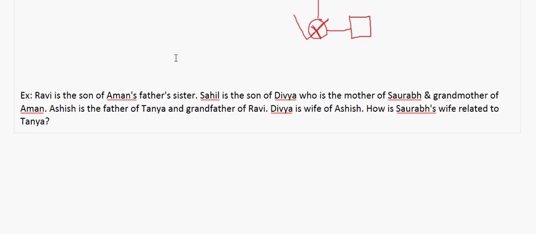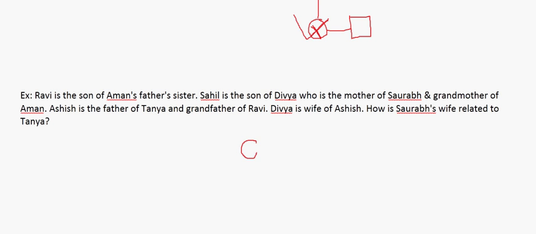Now let's move to slightly complex questions, which says Ravi is son of Aman's father's sister. Very complex statement. We don't know now who is Aman's father and who is his father's sister, right? So we cannot construct anything right now. Let's go to statement 2. So we have to find a statement from where we can start constructing our question, right? So statement 2 says Sahil is son of Divya.